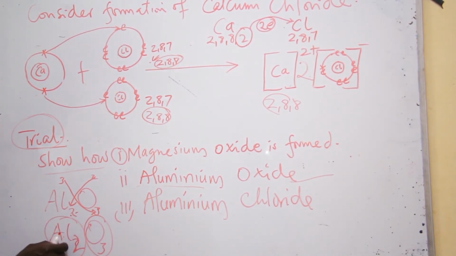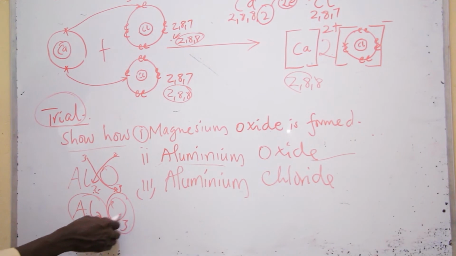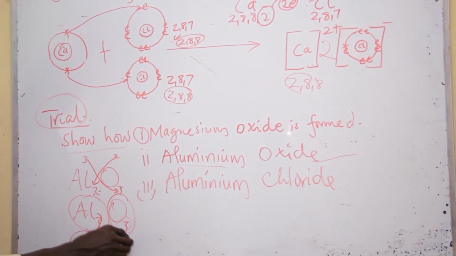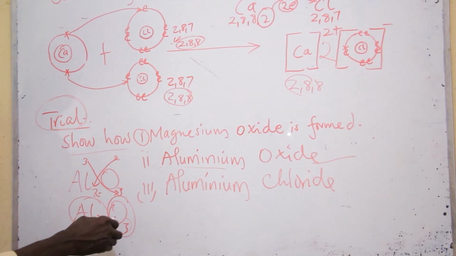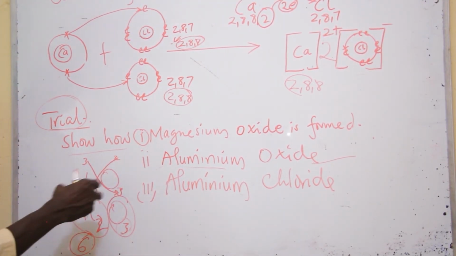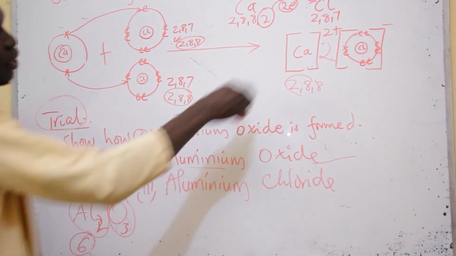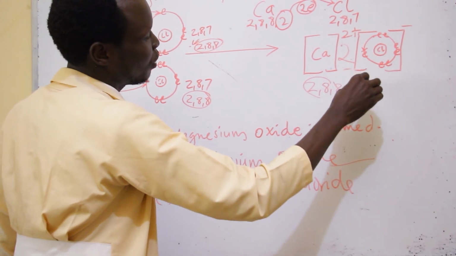Not forgetting that each aluminium is losing 3 electrons. So how many electrons are going to be lost in total? They are going to be 6 electrons. The 6 electrons are distributed equally on the 3 atoms of oxygen, each one taking 2. So in the process, it forms ions. And these ions, positive and negative, as you can see here, greatly attract one another. So we have a bond taking place.